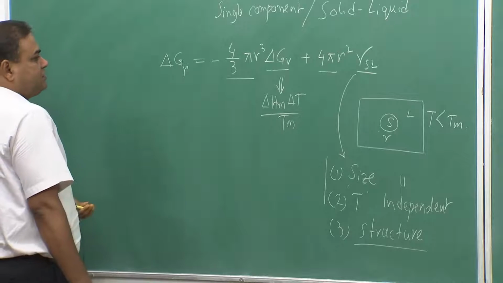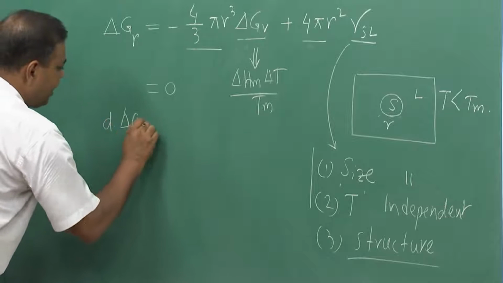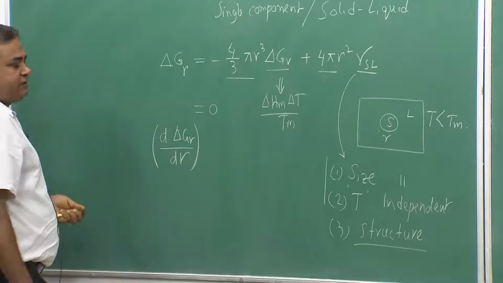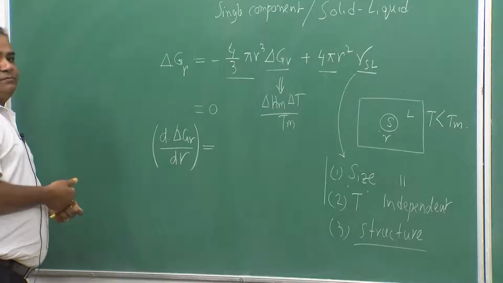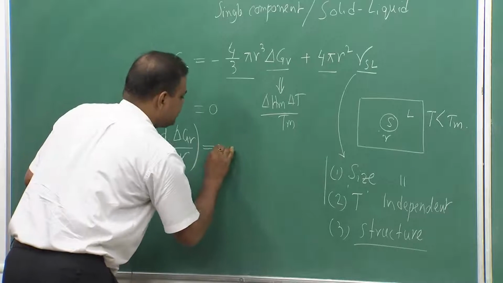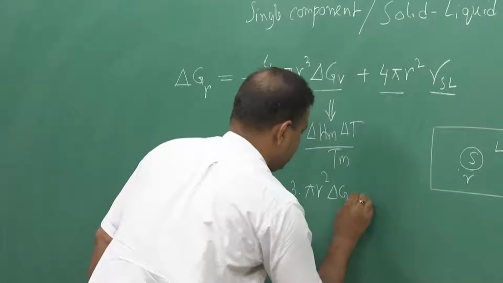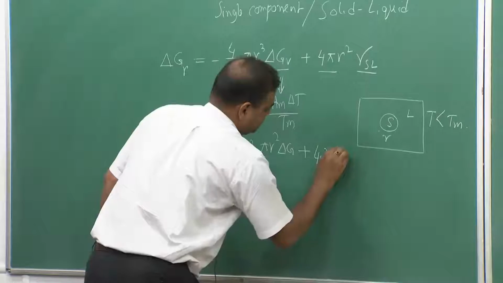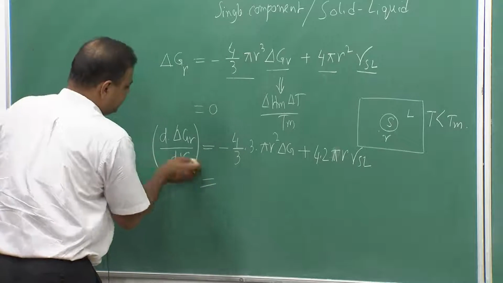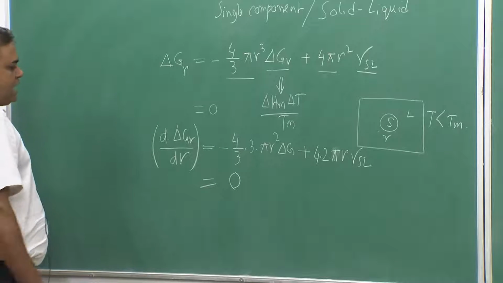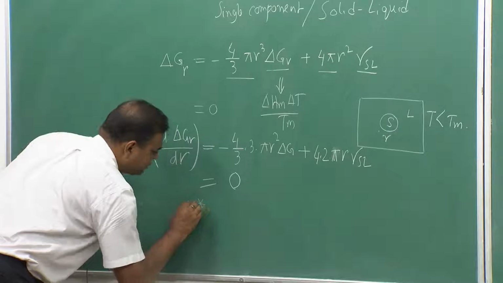Now, in this equation, this is a negative term and this is a positive term. So, we can find d del G r by d r, and if we plot this one, it gives a critical point of the curve. So, at the critical point, the slope becomes 0, and when the slope becomes 0, we consider that as R star.